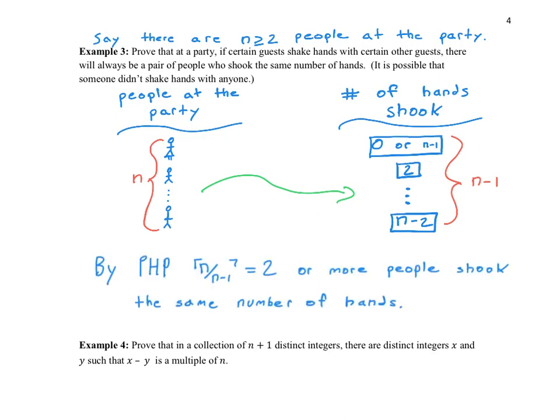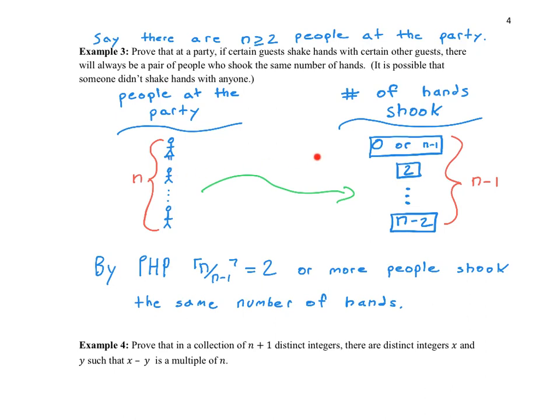So by the pigeonhole principle, we take the number of pigeons, divide by the number of holes, and we round up, and we always get 2 out of that, because this will always be just a little bit more than 1. So 2 or more people shook the same number of hands. And we do have to make sure we include the "or more," because these partiers could be social distancers and refuse to shake anyone's hand.